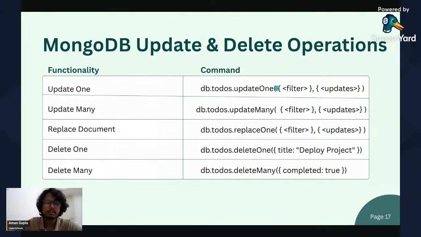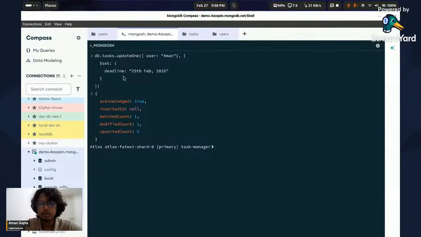I hope you understand the concept of arguments, right? Any function, whatever value you pass to it, is something known as arguments. So the first argument will be the filter, the second argument will be the updates. Now I used $set. If you're updating a particular field or adding a new field in the document, you will have to use $set whenever you're updating your document.